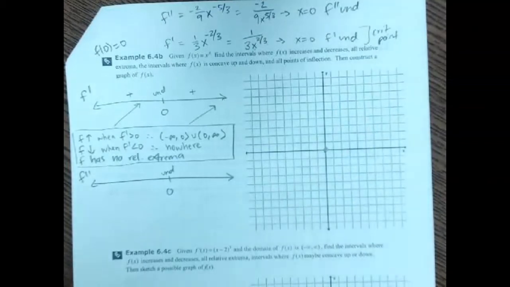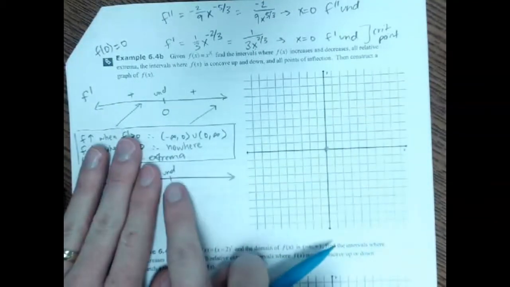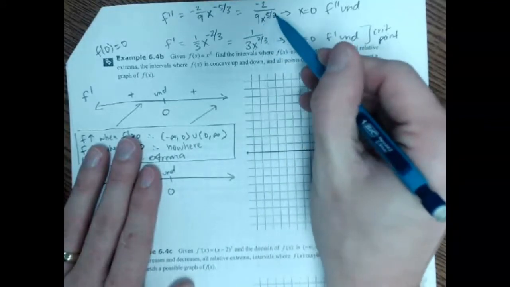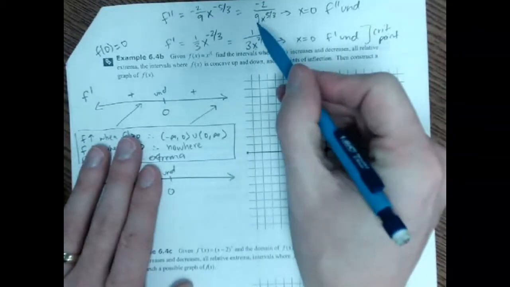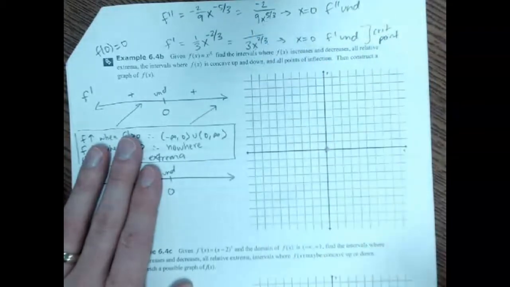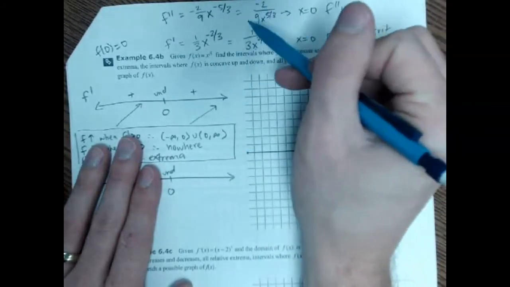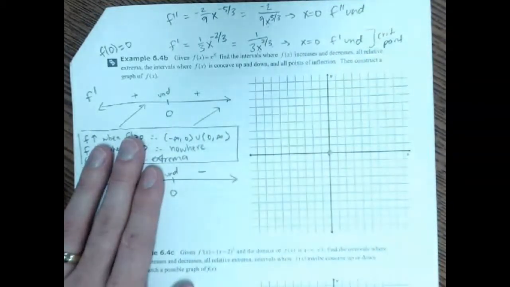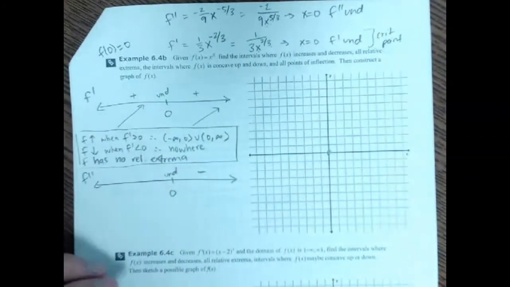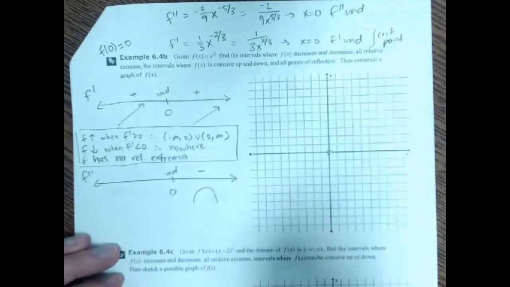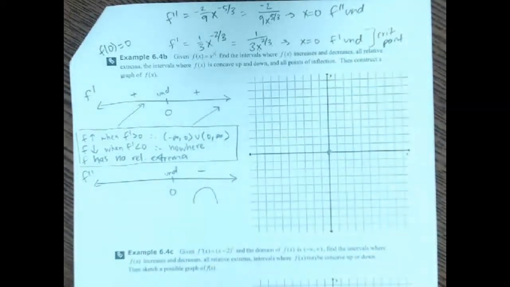If I plug in a test point like 1 to represent this subinterval, let's see, 1 to the 5/3 power would be 1. So in the bottom you have 9 times 1, so the bottom's just positive. But the top is negative, so you have a negative 2 divided by a positive 9. So overall, that's going to end up giving you a negative output. And if your second derivative is negative, that means your function f is going to be concave down.